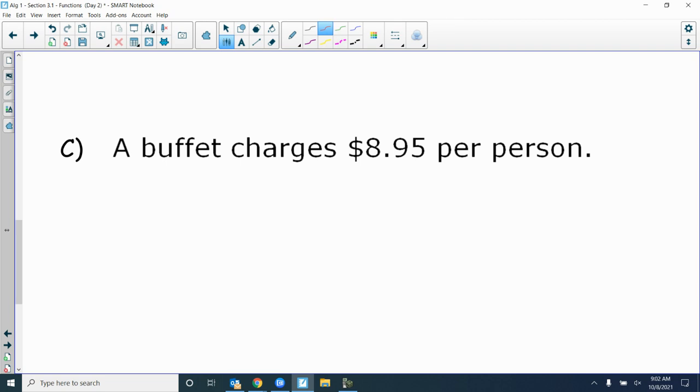Or I'm taking my family out and I'm paying. A buffet charges $8.95 per person. So it's not specifically stated, but we can infer the two things we're working with. What are the two things we're working with? Ava? How many people and how much the buffet charges?